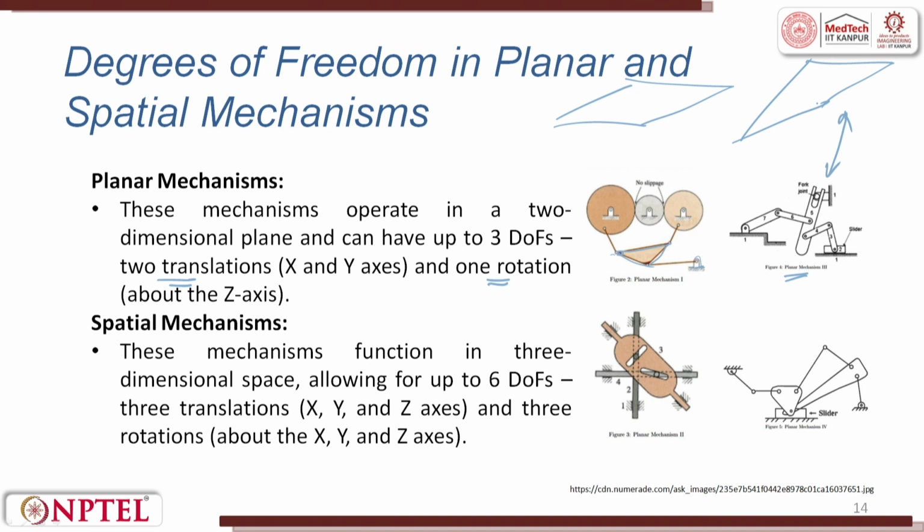So, the plane can be inclined also, it can be inclined like this. When we talk about spatial, it is 3-dimensional space allowing for up to 6 degrees of freedom. Translation in XYZ and rotation in XYZ. Please note this point: when you have a planar mechanism, 2 translation and 1 rotation. Here 3 translation and 3 rotation.